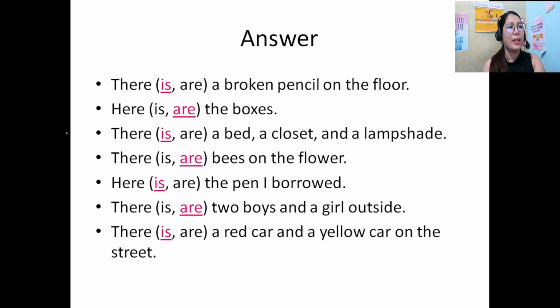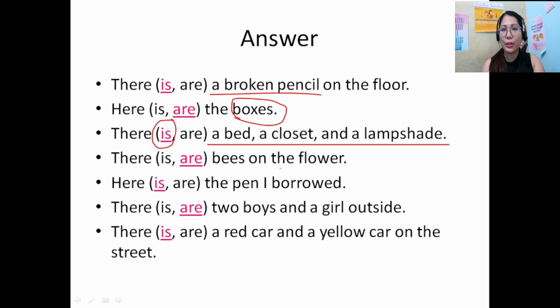Answer. There is a broken pencil on the floor. Because of a broken pencil, singular, you have to use is. Here are the boxes. Boxes, apparently plural, use the plural verb. Okay, now we have a series again. A bed, a closet, and a lampshade. The subject next to the verb, a bed, singular, so you have to use is.